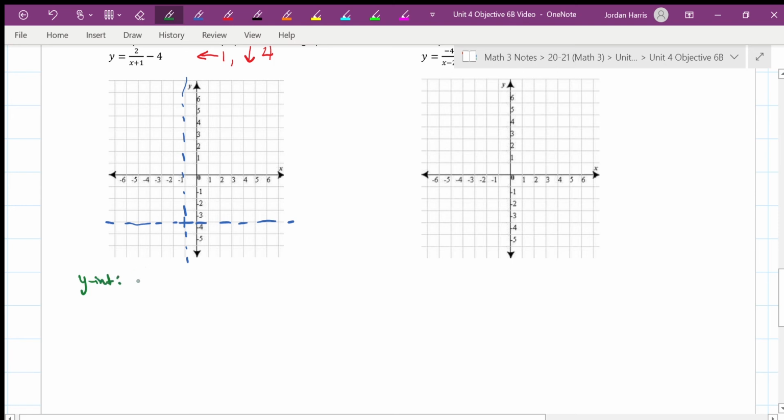So set x equal to 0: 2 over 0 plus 1, minus 4, which is 2 divided by 1, minus 4. Notice it's 2, oops, sorry, not plus 4, minus 4. 2 minus 4, so y equals negative 2. 0, negative 2. That is my y-intercept, which is interesting.